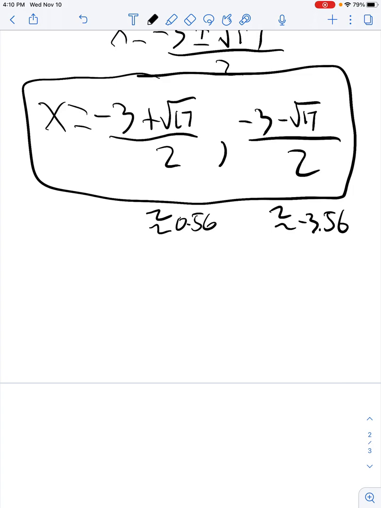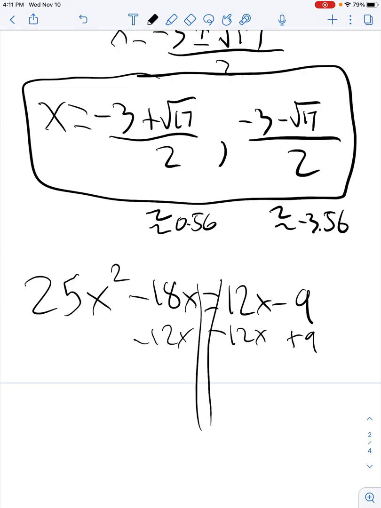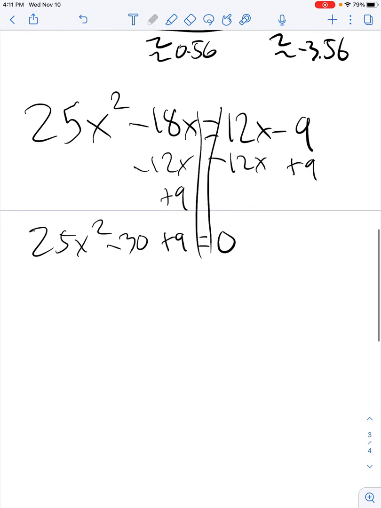Another example, number 2, could be 25x squared minus 18x equals 12x minus 9. Again, it's not in the correct form, so I have to subtract 12x on both sides and add 9. I'll rewrite this as 25x squared, negative 18 minus 12 is negative 30x, plus 9 equals 0. That's what I want.